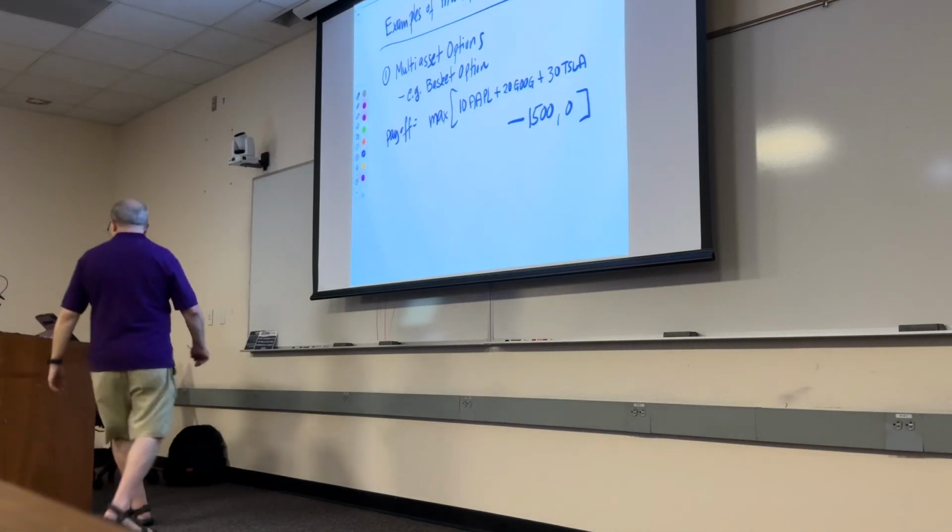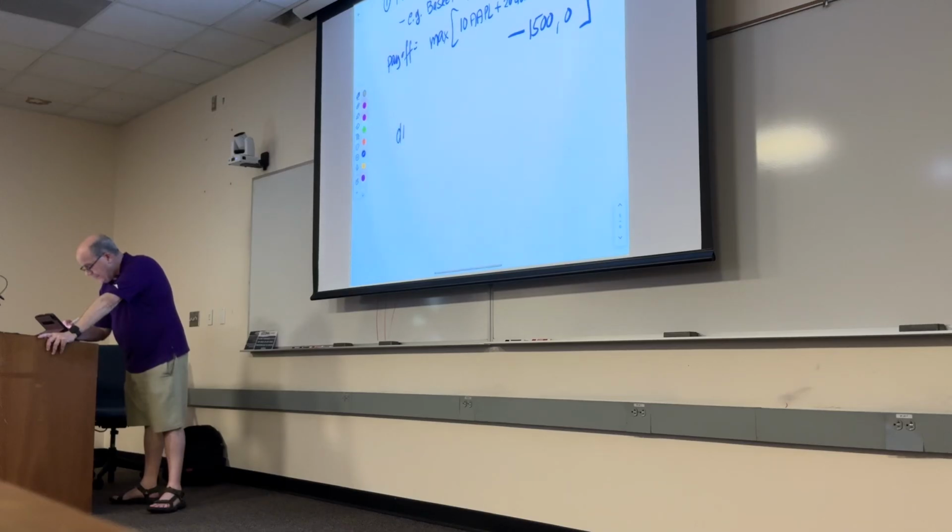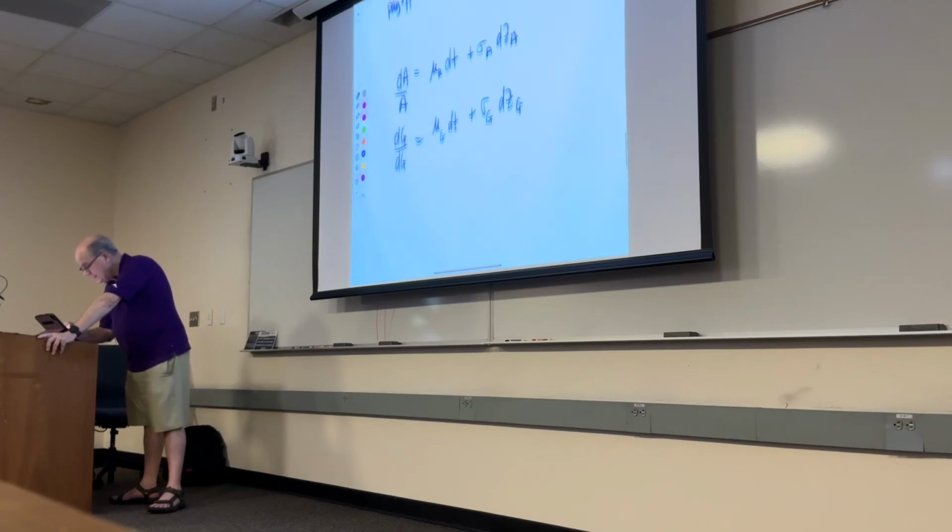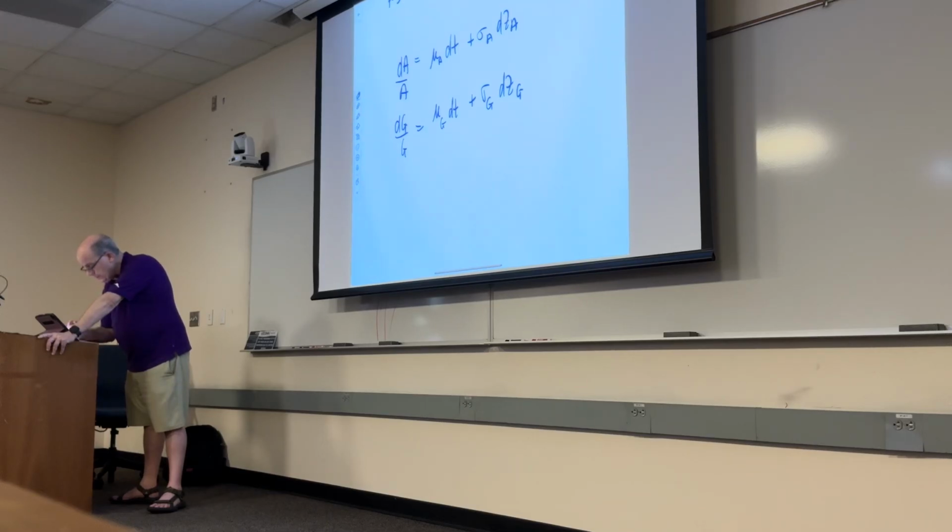So now you have multiple assets, and you could just say, look, I've got dA over A, it's simpler, equals mu Apple dt plus sigma Apple dZ Apple, and dG over G equals mu Google dt plus sigma Google dZ Google, and then dT over T for Tesla is some mu Tesla dt plus some sigma Tesla dZ Tesla.